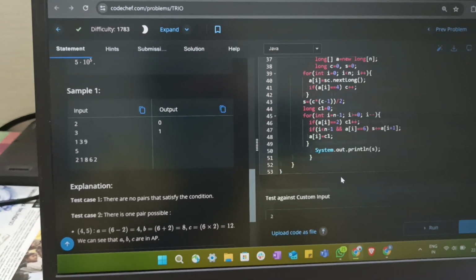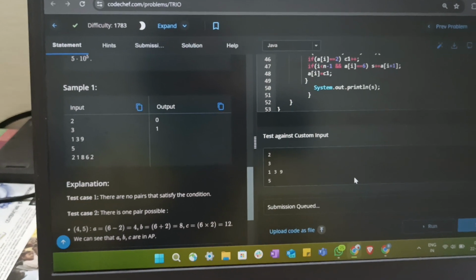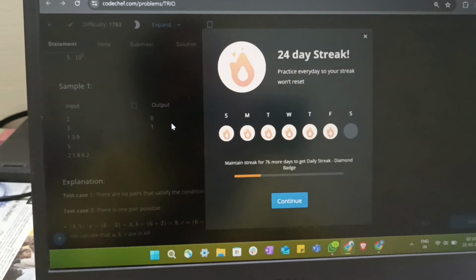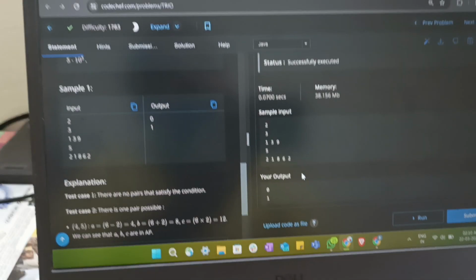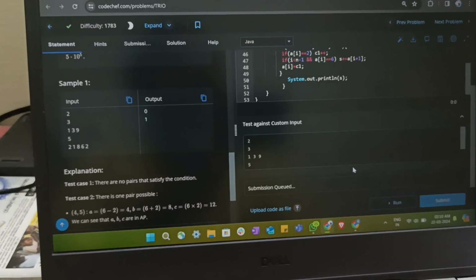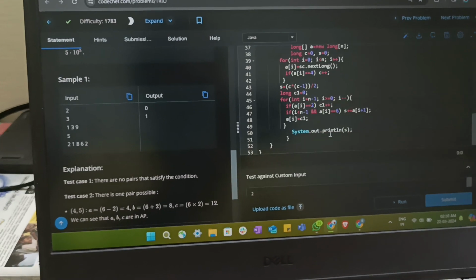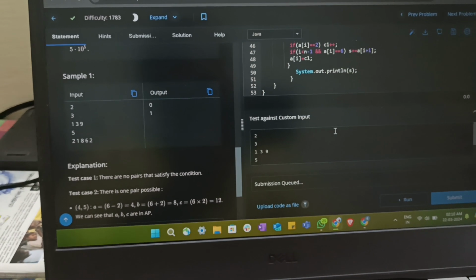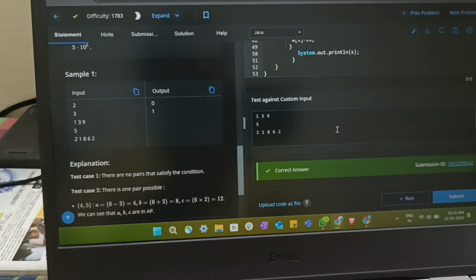Then I run the code. I think this will give the right answers, 0 and 1. Yes, this gives 0 and 1. Now I am going to submit the code. Yes, I think this will get accepted. Yes, this is the correct answer.